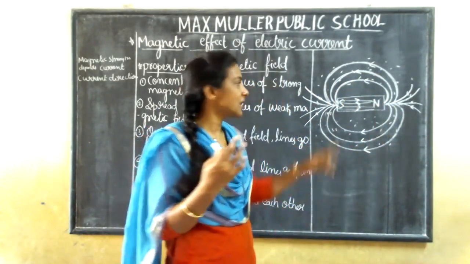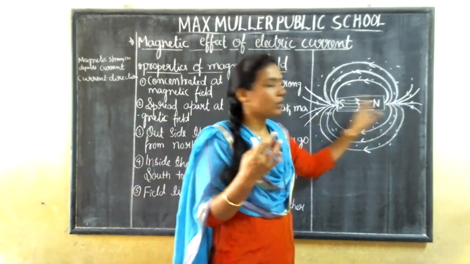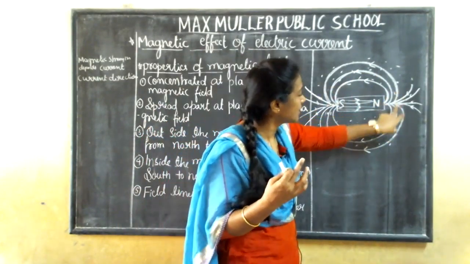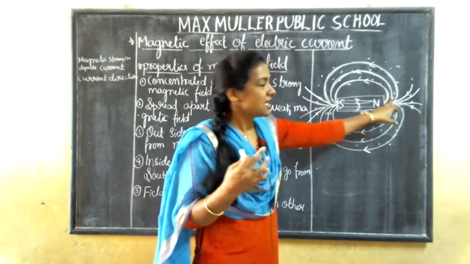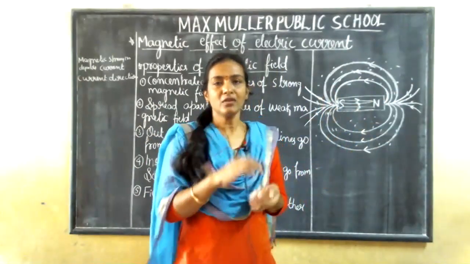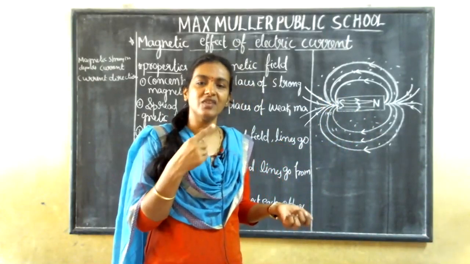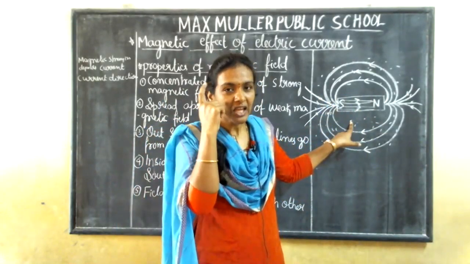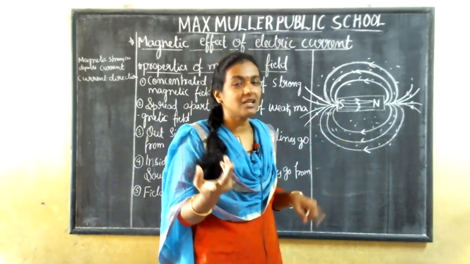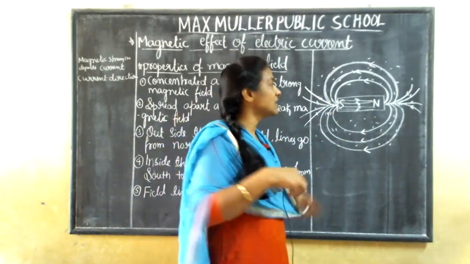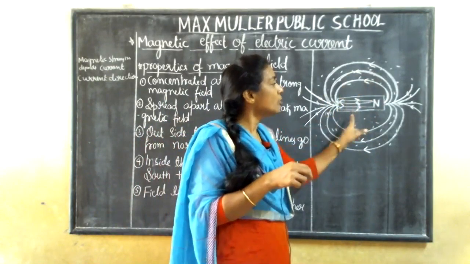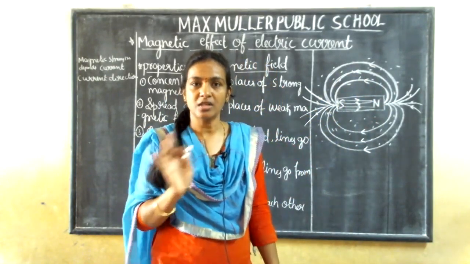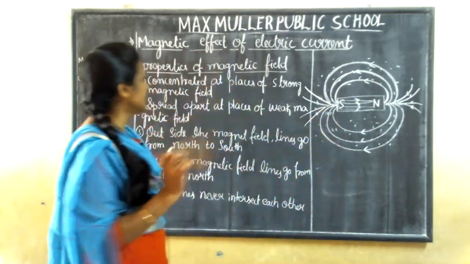Third one, they are more concentrated at the poles. It means here you have more rush. You can see the lines here. Yes or no? Whenever you are writing the properties of the magnetic field lines, you have to keep the diagram in your mind, so you will get it very easily. And they can be represented in a loop, and they don't intersect each other. This is what is written here.